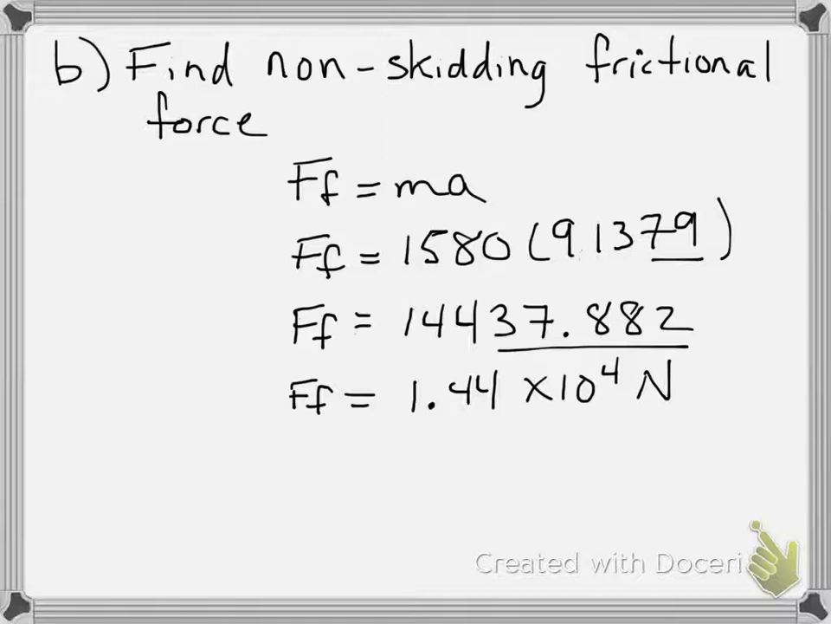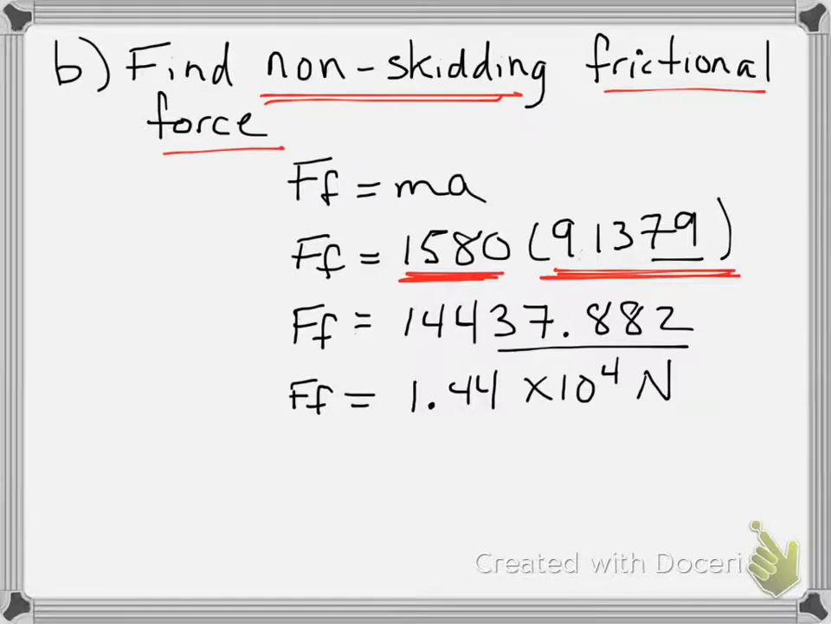Then it goes on, and question B asks again for the non-skidding, and now it's asking for the frictional force. Again, the frictional force is what's happening within the brakes themselves. So the wheels haven't locked, they're not sliding on the ground, but the wheels themselves keep moving, and all that frictional force is happening within the brakes themselves. You're going to calculate that by taking the mass of the car, which is 1,580 kilograms, and multiplying it by that acceleration rate that we calculated from part A. So that calculation was done in the previous slide.